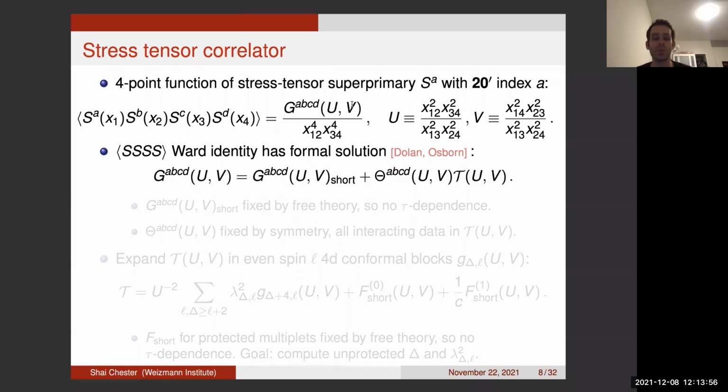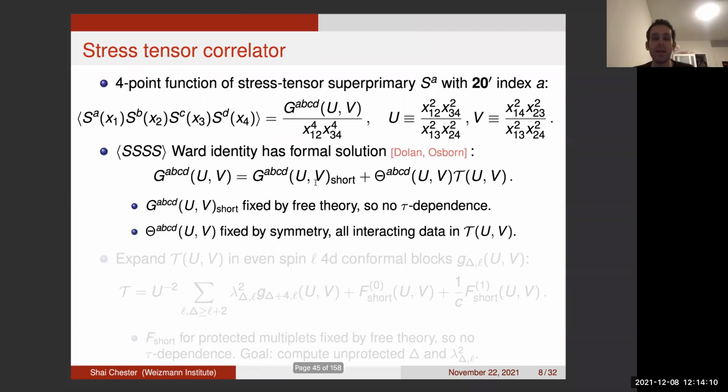So as shown by Dolan and Osborn, there's a very nice formal solution, which is that you can write this 4-point function in terms of some short piece, which does not depend on tau. So that means in particular, you can just compute it from the free theory by looking when g Yang-Mills is 0. So it's kind of trivial. Then there's this theta term, which is completely fixed by symmetry. And then all the interesting dynamical stuff is this function T of U and V, which notice does not depend on the R-symmetry indices anymore. And so that's kind of nice and simple about N equals 4.